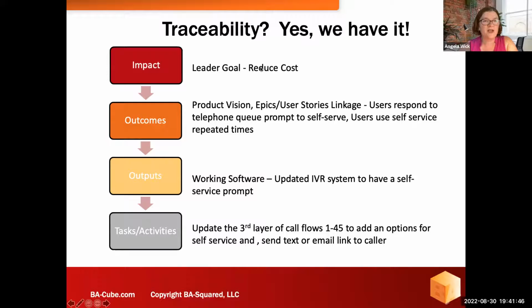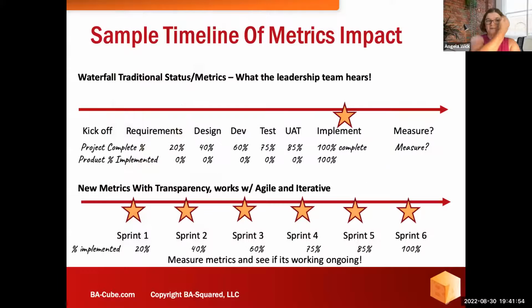And so you have traceability all the way from that goal, all the way down to the outputs and the tasks in your sprint plan. Now let's look at a sample timeline for this. In a waterfall project, we report percent complete all the way along, but the product percent implemented is 0 until we implement. And then we might have implemented the wrong thing.